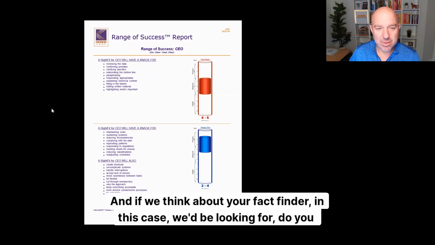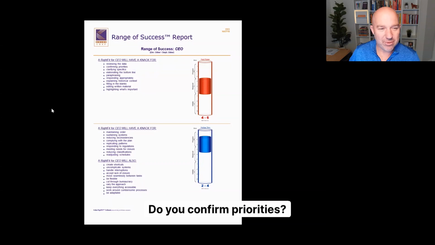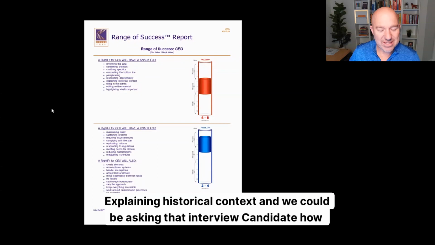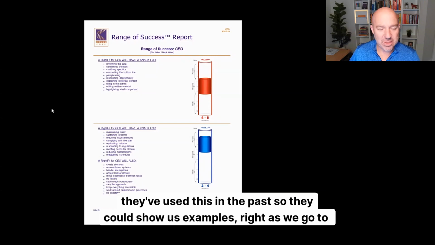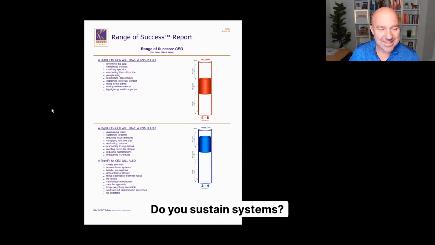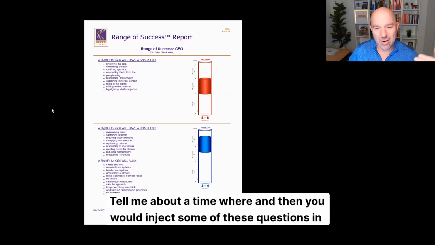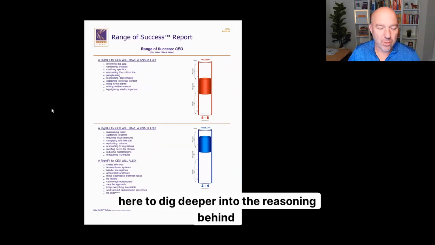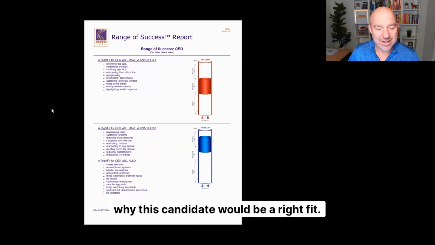And if we think about your fact finder, in this case, we'd be looking for, do you review data? Do you confirm priorities? Do you clarify specifics? Do you like paraphrasing, explaining historical context? And we could be asking that interview candidate how they've used this in the past so they could show us examples, right? As we go to the right fit for the follow through, we could be saying, do you like to maintain order? Do you sustain systems? Tell me about a time where, and then you would inject some of these questions in here to dig deeper into the reasoning behind why this candidate would be a right fit.